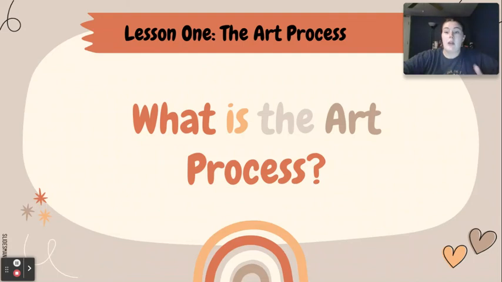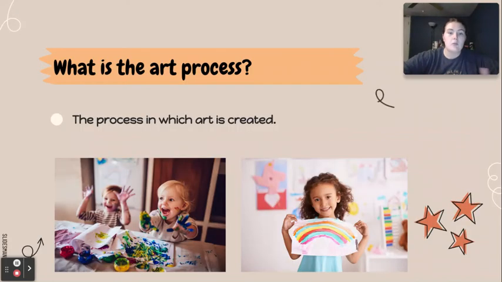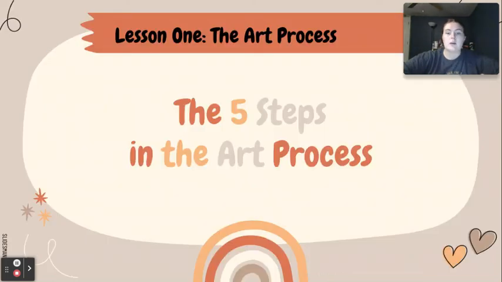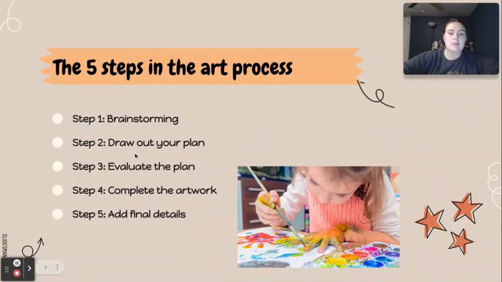Moving on to the art process. The art process is a process in which art is created. And there are 5 steps in this art process. So we're going to start with that. Step 1 is brainstorming. In the brainstorming stage, you begin to develop what you want to create. You start writing down ideas.